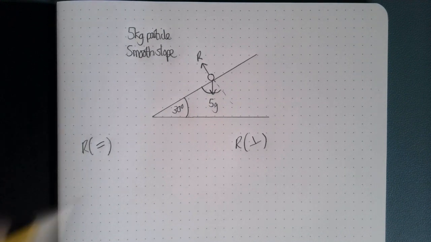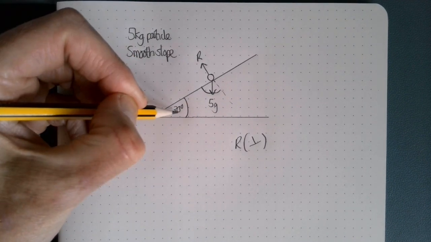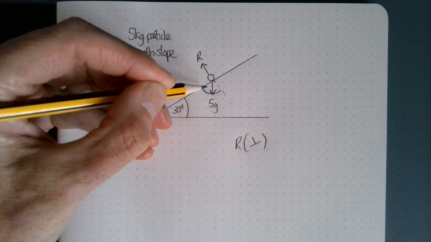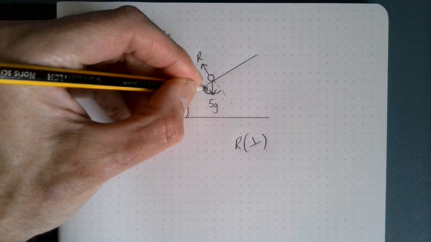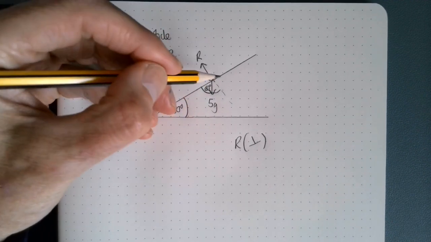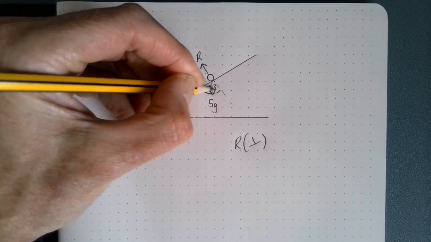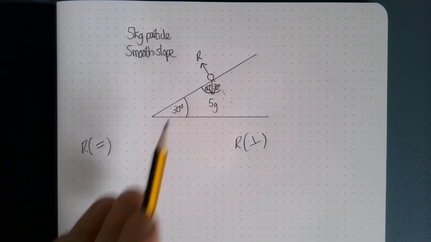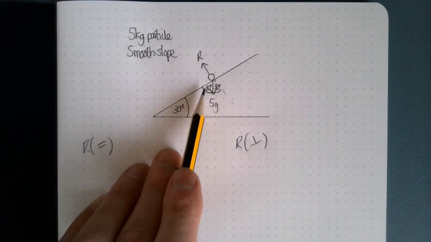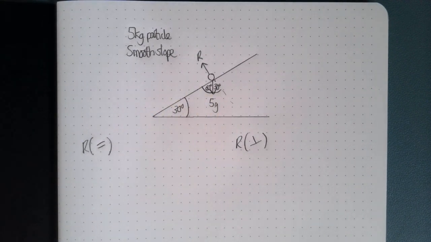And I hope you can see that if that's 30 and that's 90, then this has to be 60, and this angle here, because this is a right angle, that has to be 30. And that's always going to be the case. This angle will always be the same as this angle, and this will be 90 minus that angle. Okay, so let's now do some calculations.